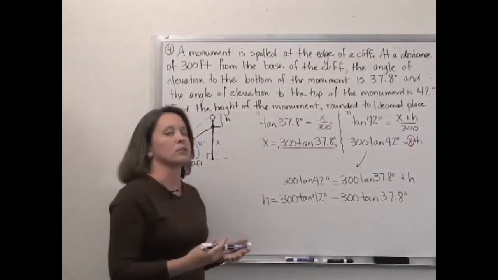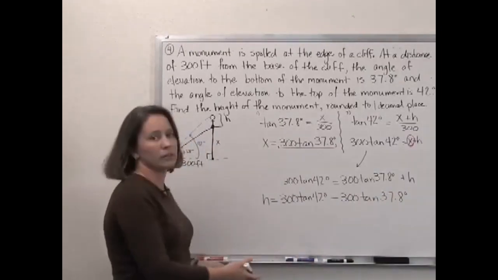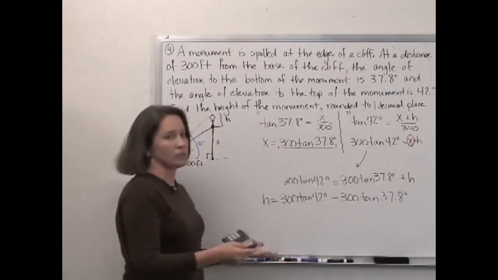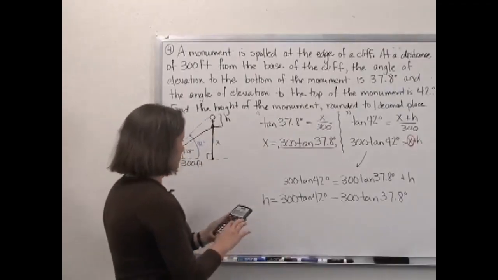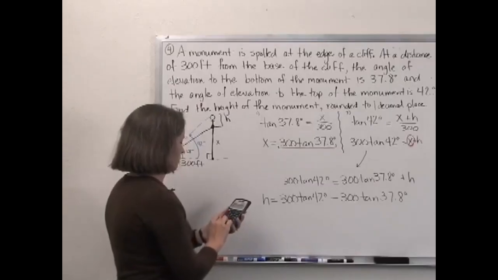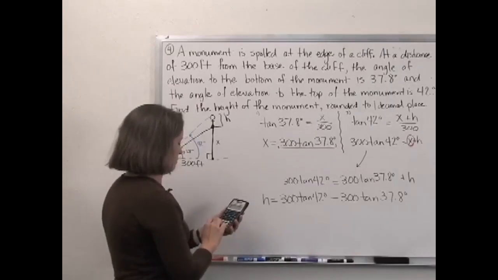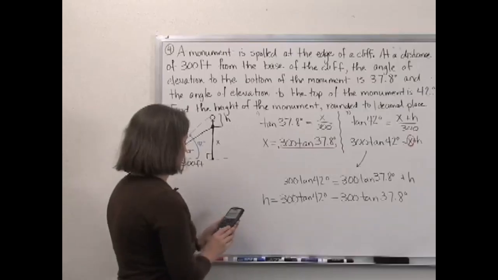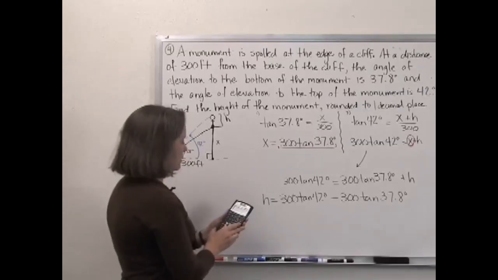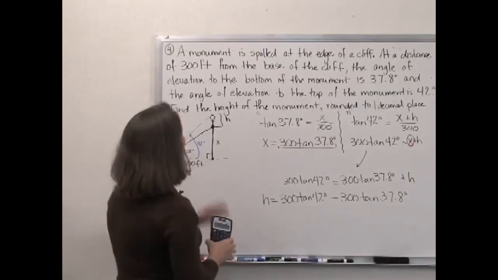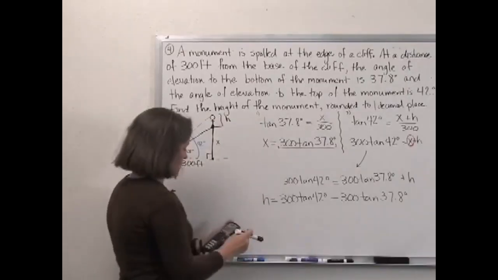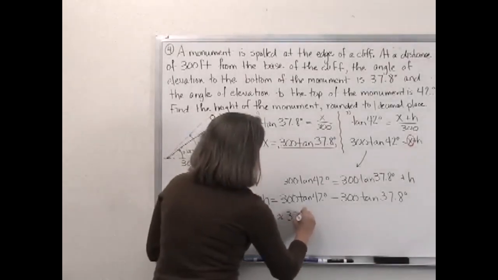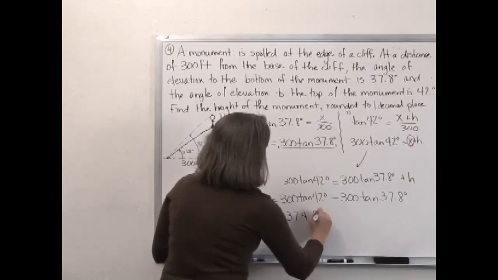Now at this point, you're just using your calculator to approximate it. You can do that from here. You can simplify it first by factoring out the 300 if you choose to. But either way, calculator approximation. So I get 37.417. We were told to round to one decimal place again, so that's about 37.4 feet.